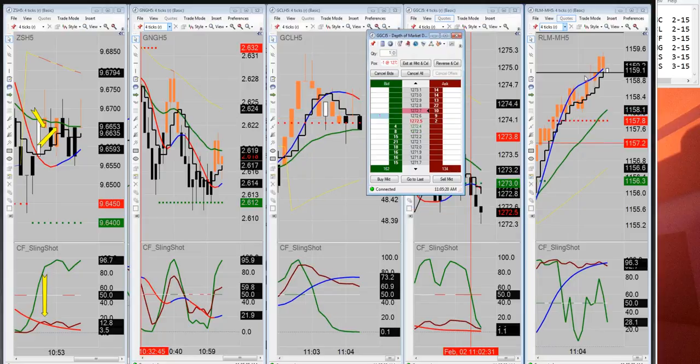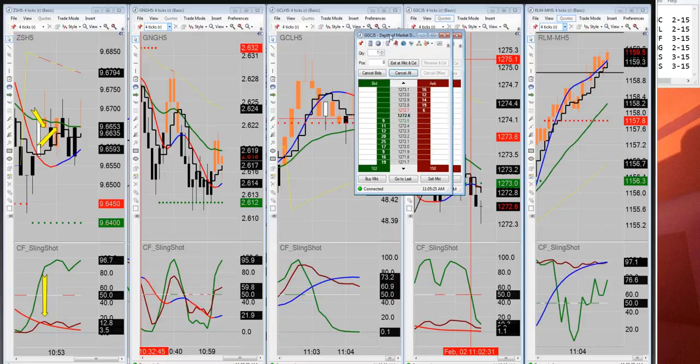The Russell just went up into its weekly trading zone. All right, and I'm flat with the one tick on the gold.